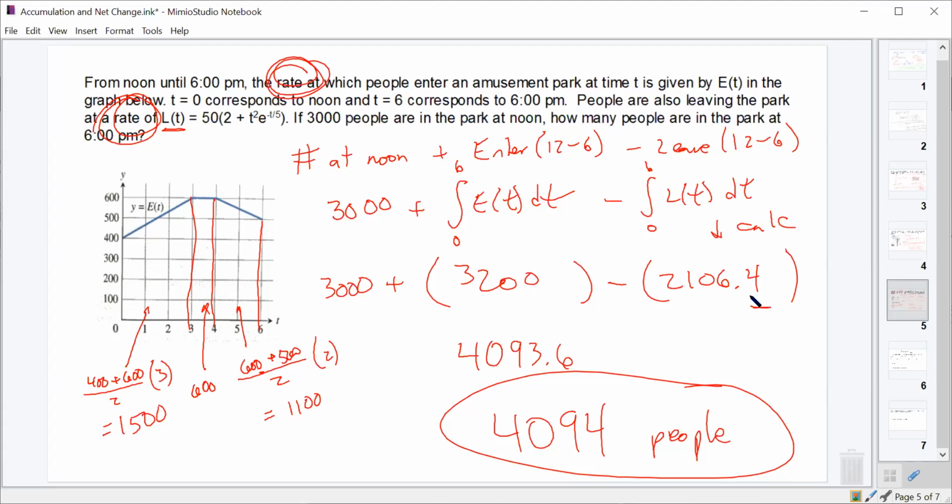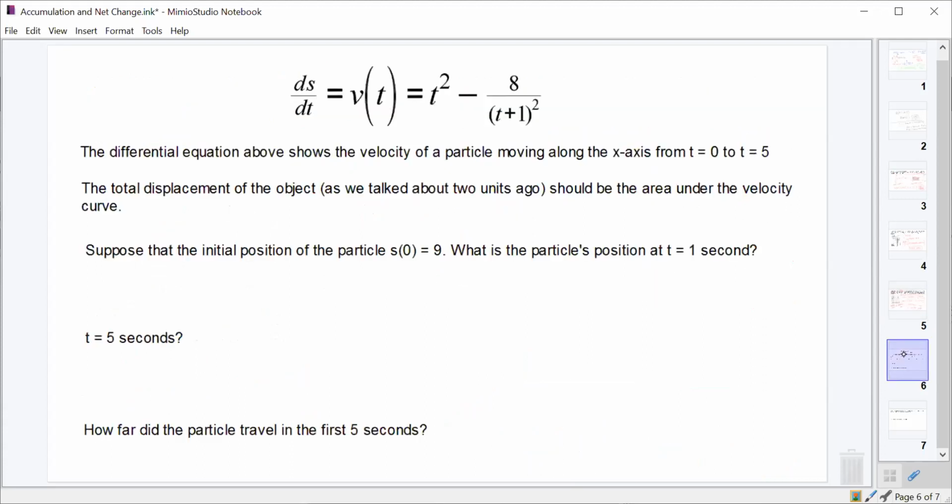Good. Cool. All right. So as we mentioned a minute or two ago, we can also apply this idea. We did this at the very beginning with velocity. We should be able to use that, given a velocity function, to find some information about the displacement of the object. So if we integrate a velocity function, we're getting a position function.